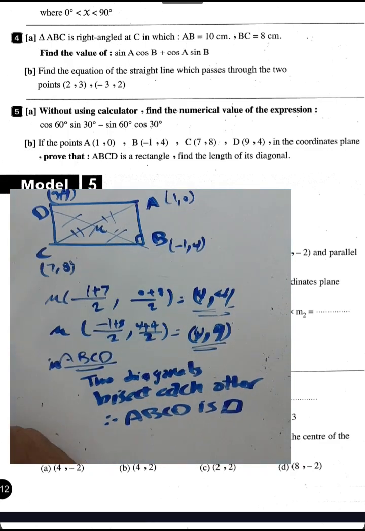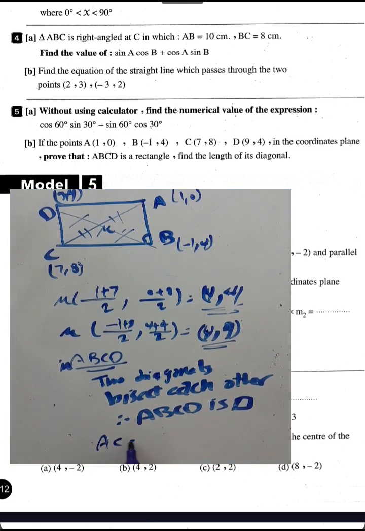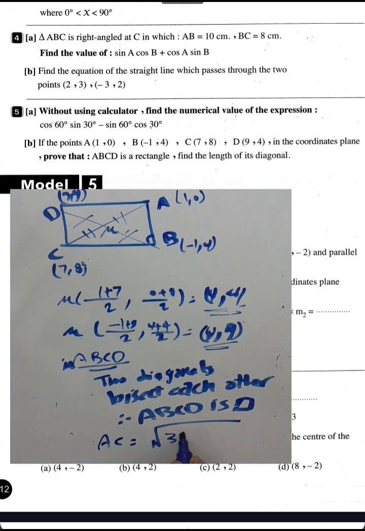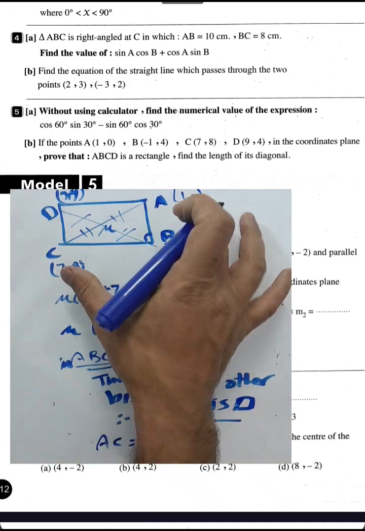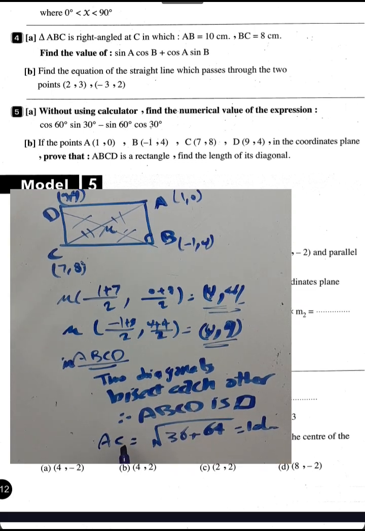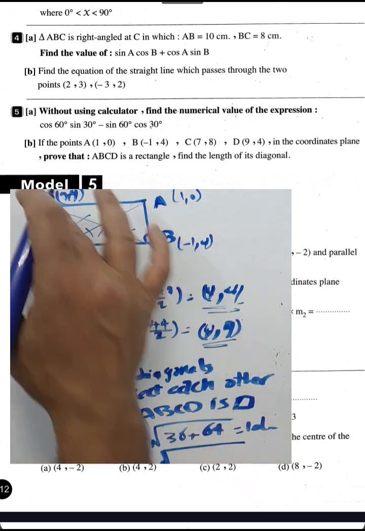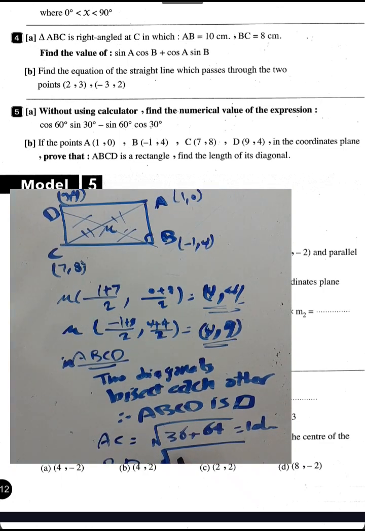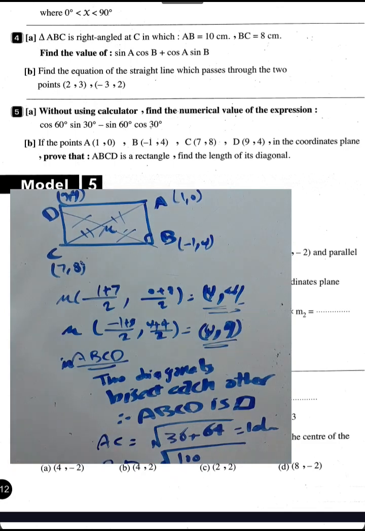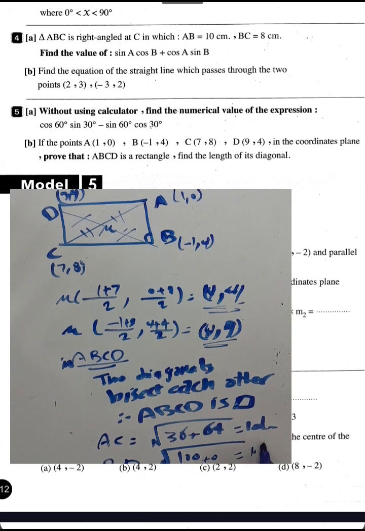Okay, then we can find the length of AC. 1 minus 7 is negative 6, squared is 36. 0 minus 8 is negative 8, squared is 64. The result will be 10 length units. And we can find the length of BD. Negative 1 minus 9 is negative 10, squared is 100, and 4 minus 4 is 0. Then the result will be 10 length units.